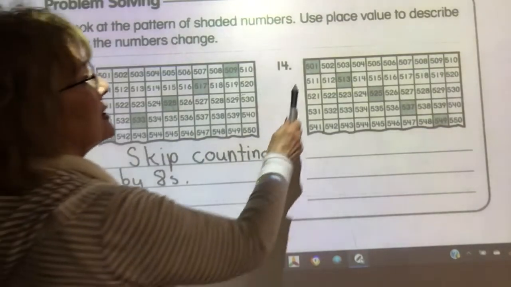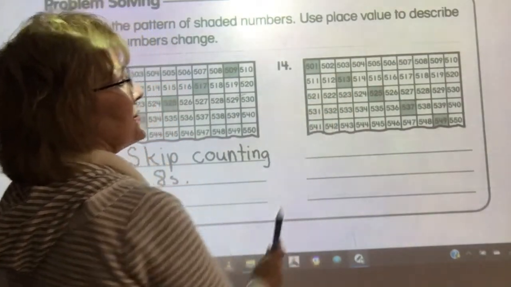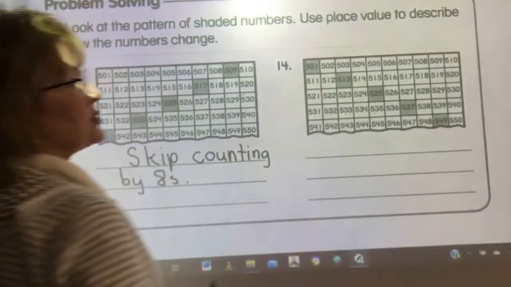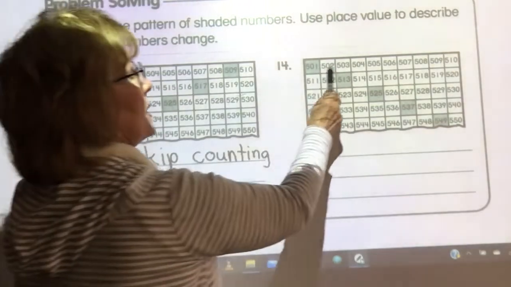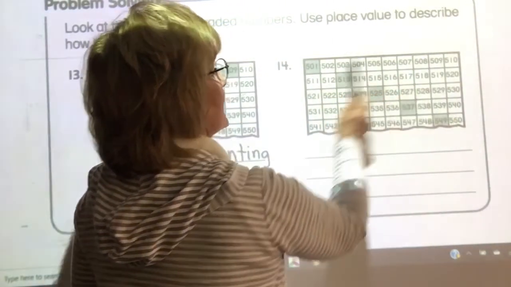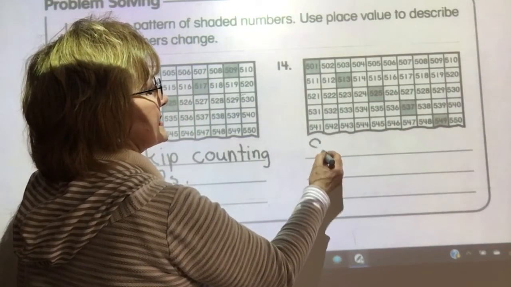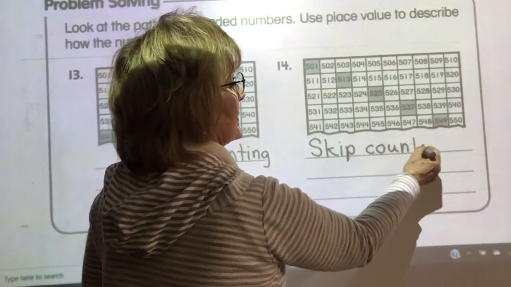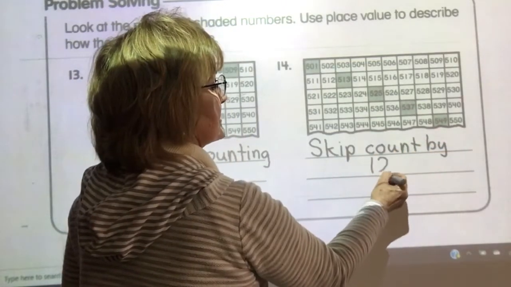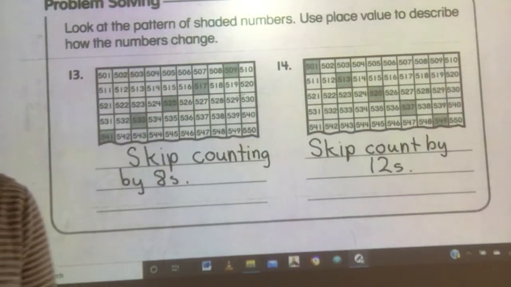And then over here, 501, 513. So again, it's from 1 to 13. From 13 to 25. How much more is 13 than what? Does it look like they're counting by 12s? 1, 2, 3, 4, 5, 6, 7, 8, 9, 10, 11, 12. It sure does. So I would say skip count by 12s. All right.